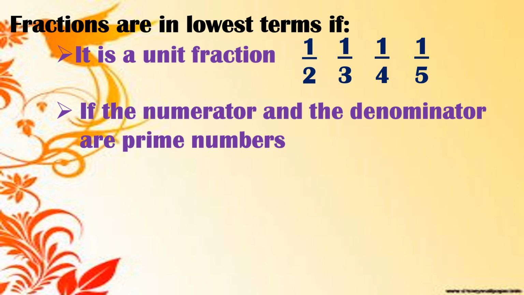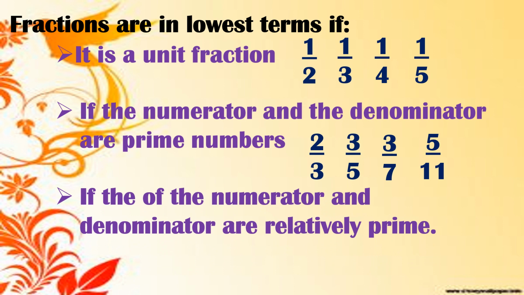If the numerator and the denominator are prime numbers. Examples: 2/3, 3/5, 3/7, 5/11.